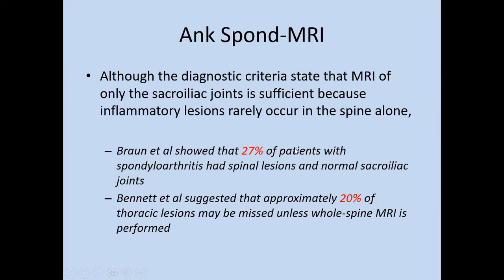So this is actually very important. And this is why we image the whole spine as well as the sacroiliac joints in patients with spondyloarthropathy, because 27% of these patients may have disease in the spine without the sacroiliac joints. And also another study by Bennett et al. found that 20% of thoracic lesions may be missed if we did not scan the spine. If we just scan the sacroiliac joints for all these patients, we will be missing 20% of thoracic lesions.